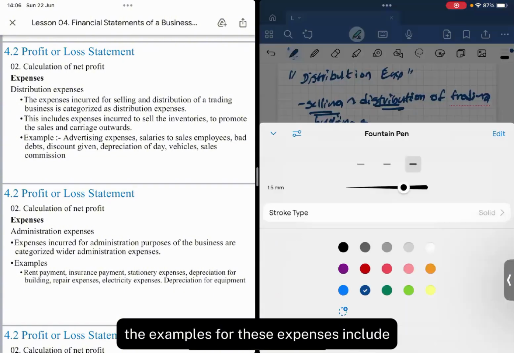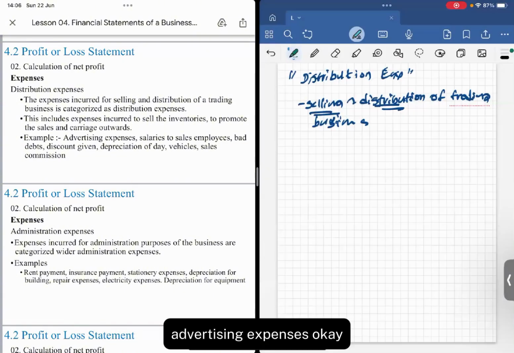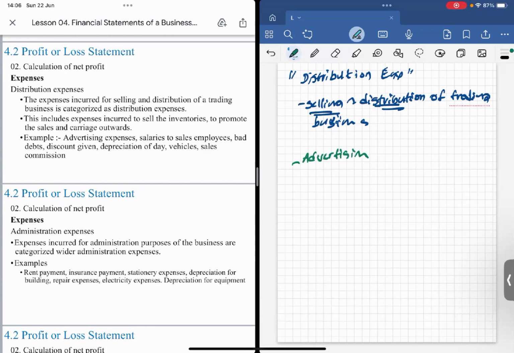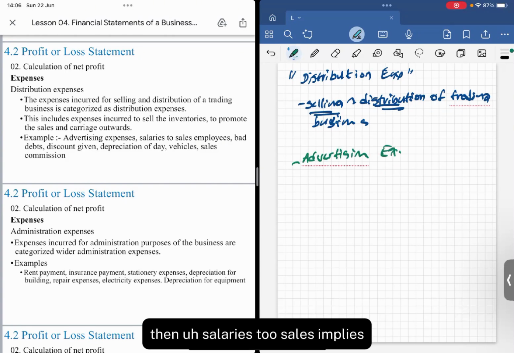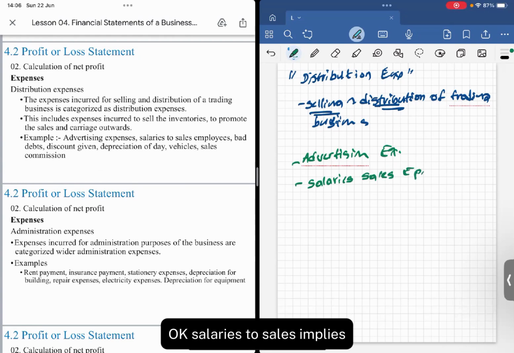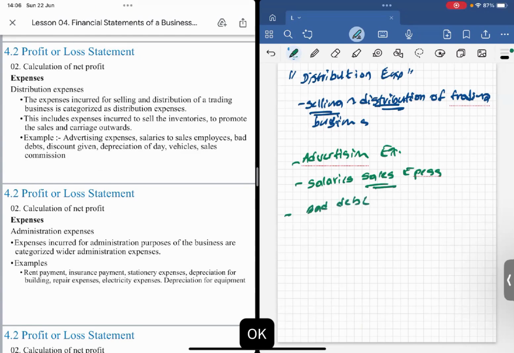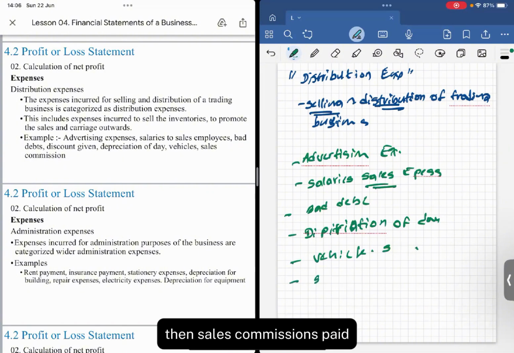The examples for these expenses include advertising expenses, then salaries to sales employees, and then bad debts, depreciation of delivery vehicles, then sales commissions paid.